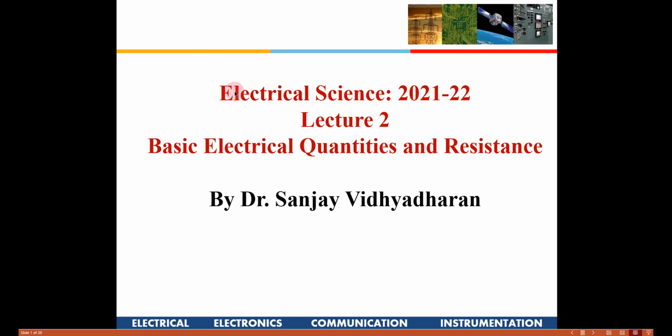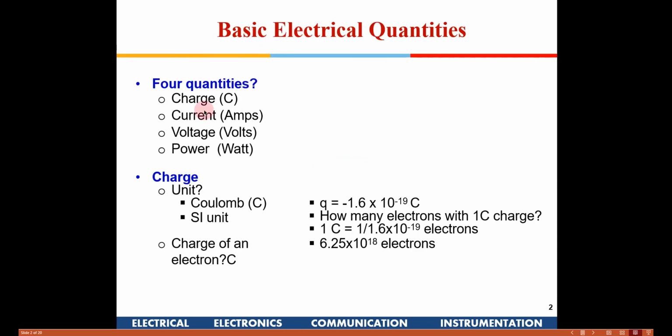Welcome everybody. In today's lecture we are going to discuss a little bit about the various basic electrical quantities, and I am going to give you a little insight into what a resistance is. In electrical science we have four measurable quantities: charge, current, voltage, and power.